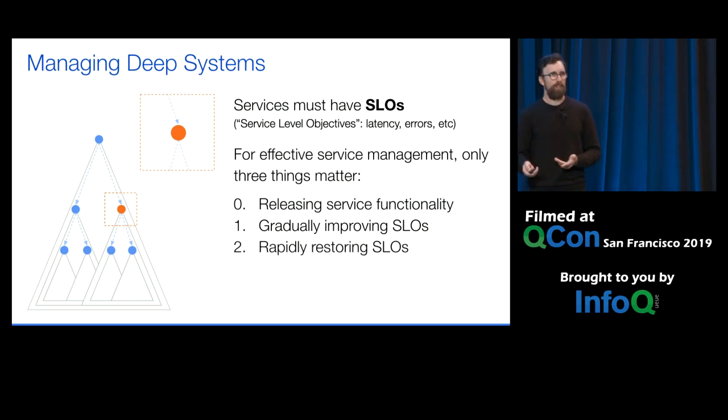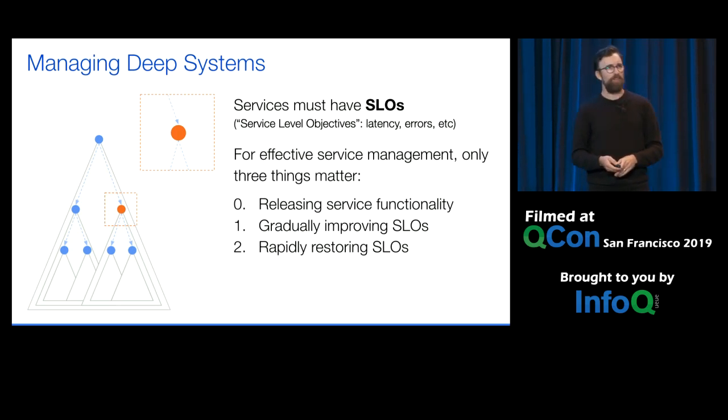So this is basically to say, at 2 in the morning, you can get woken up, and you have to get your SLO back into compliance as quickly as possible. Typically, this involves rolling something back, although unfortunately, it's often not your service that needs to be rolled back, so something downstream or upstream can change, and that can affect your SLOs.